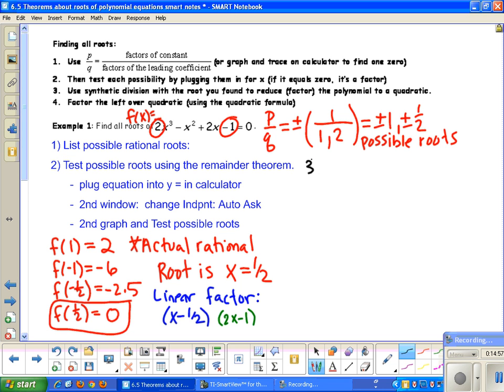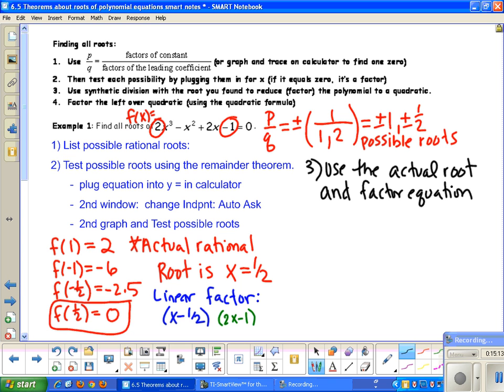So the next thing we're going to do for number 3 is use the actual root and factor the equation using synthetic division.